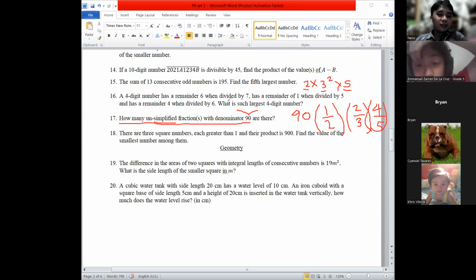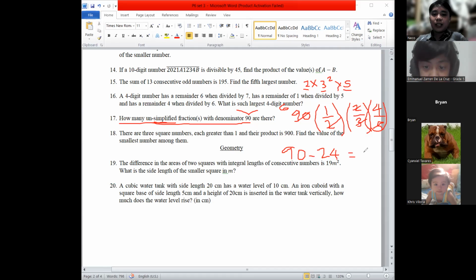And yeah, that's pretty much it. How much is this? Cancel the 2. So this is 18. So 18 divided by 3 is 6. So 6 times 4, you have 24. So to solve for the unsimplified, of course, you just need to subtract that from 90. 90 minus 24, you have 66. That's the answer.